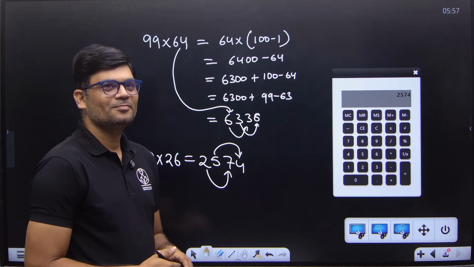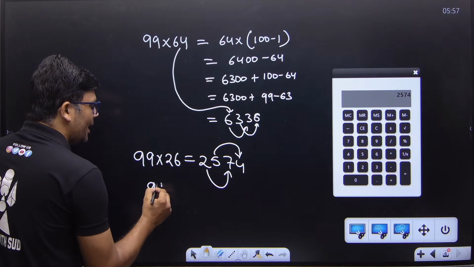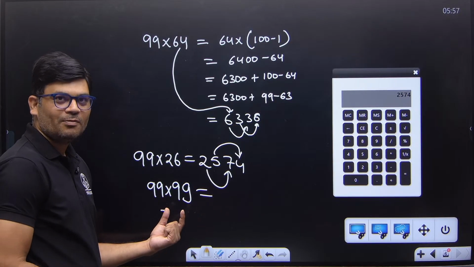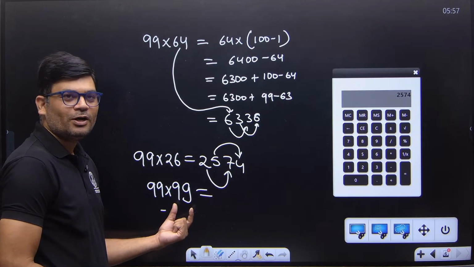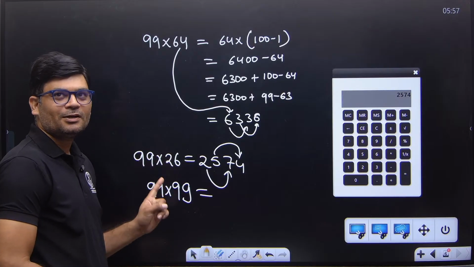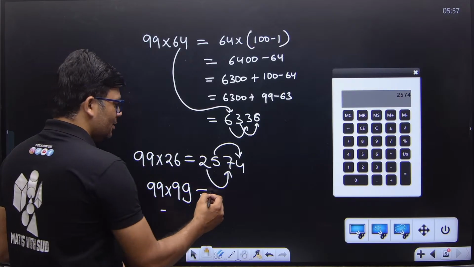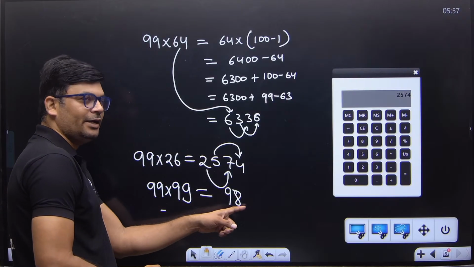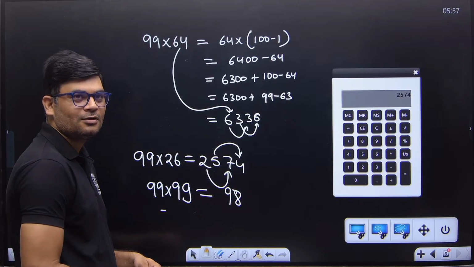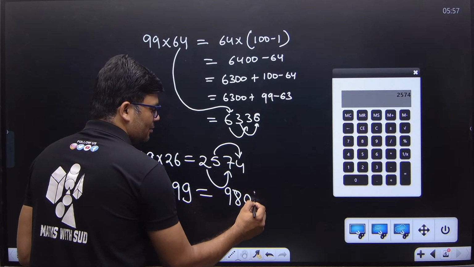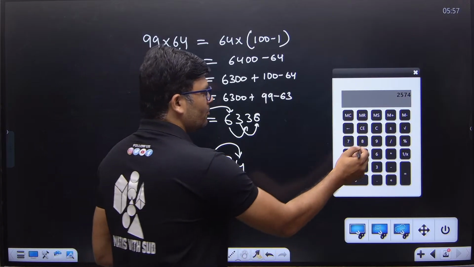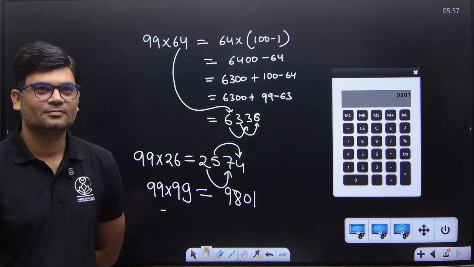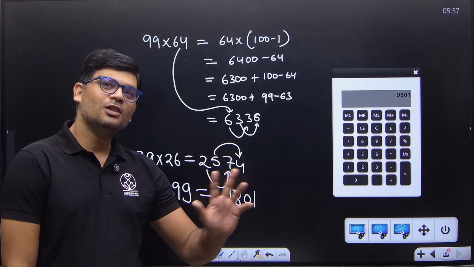All right. In fact, 99 into 99, 99 square, you can remember this as well. So what will you subtract from 99? 1 subtracted from 99 is how much? 98. And what should be added to 98 to make 99? 9801. So let's check it out. See this? Yeah. It works for all the 2-digit numbers.